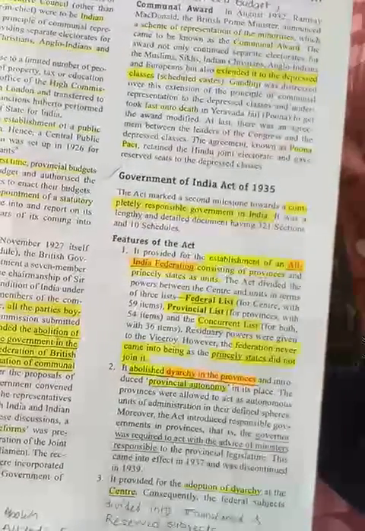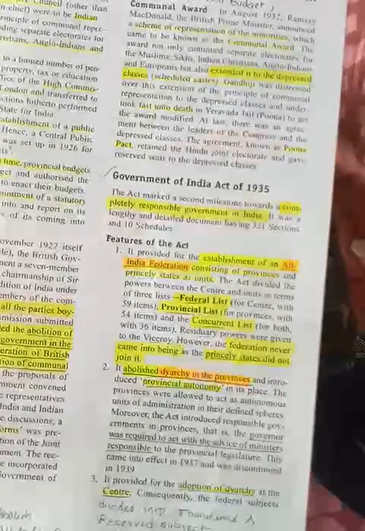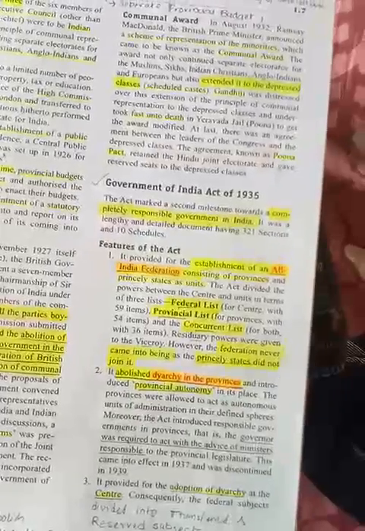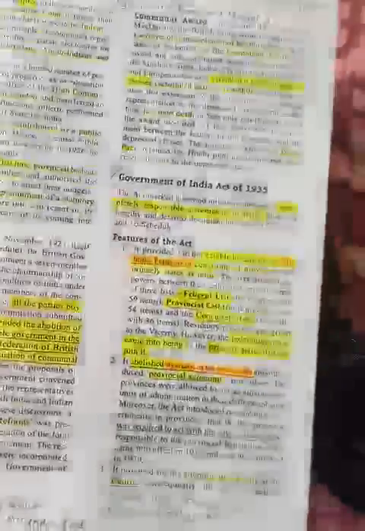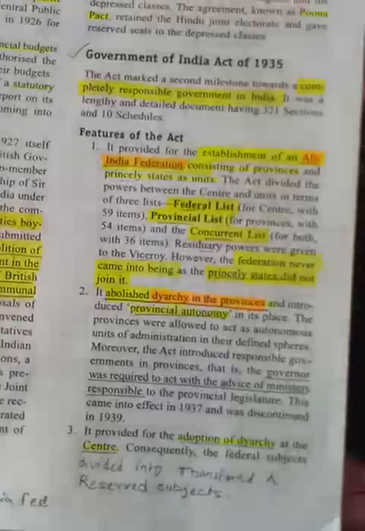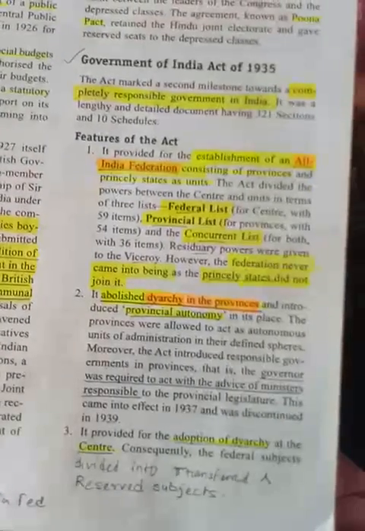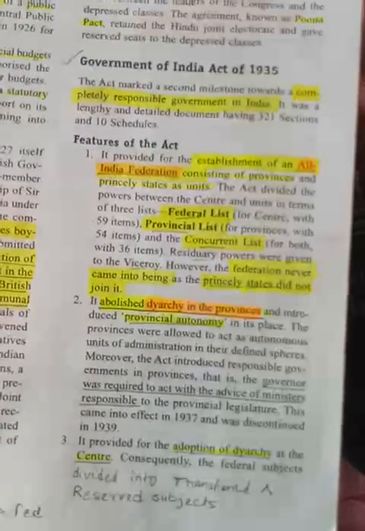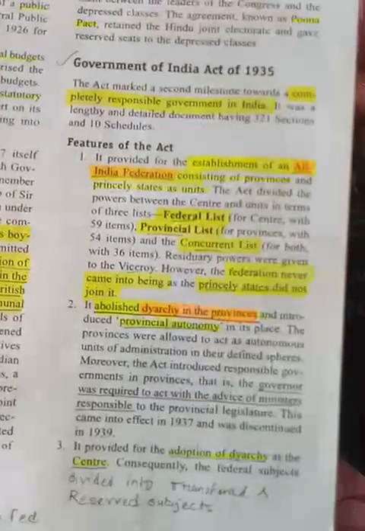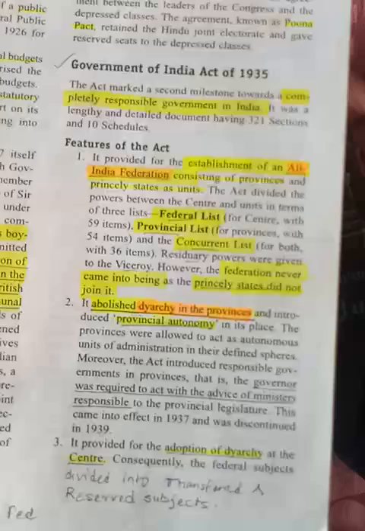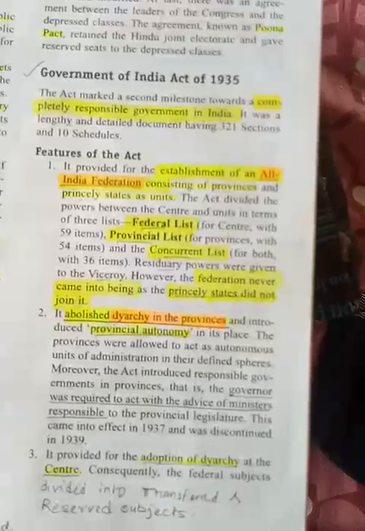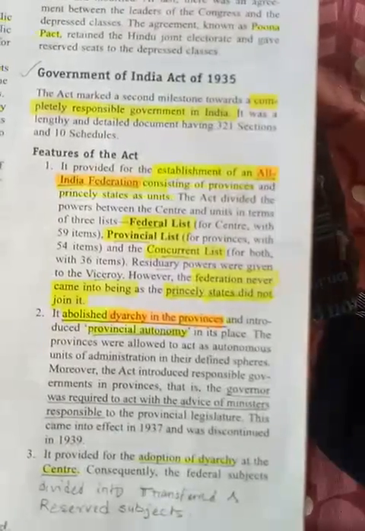This is the final major act which we need to learn from the point of view of prelims. This act had the mandate of providing a complete responsible government in India. So the features of this act: first, it established the All India Federation consisting of the provinces and princely states as units. It also divided the powers between center and provinces, with a federal list for the center, a provincial list for the provinces and a concurrent list for both. Residuary powers were given to the Viceroy. However, the federation never came into being as the princely states did not join it.